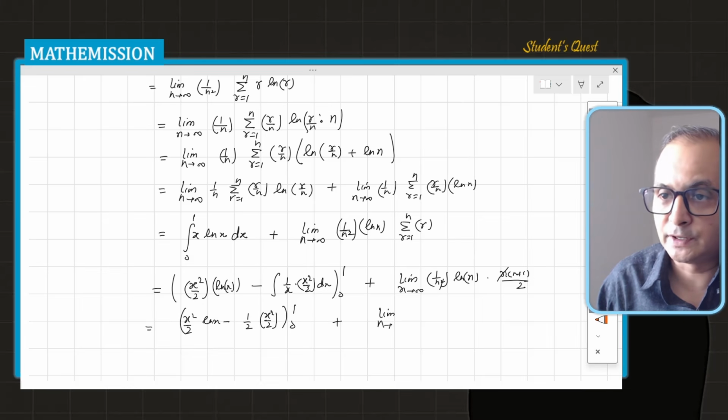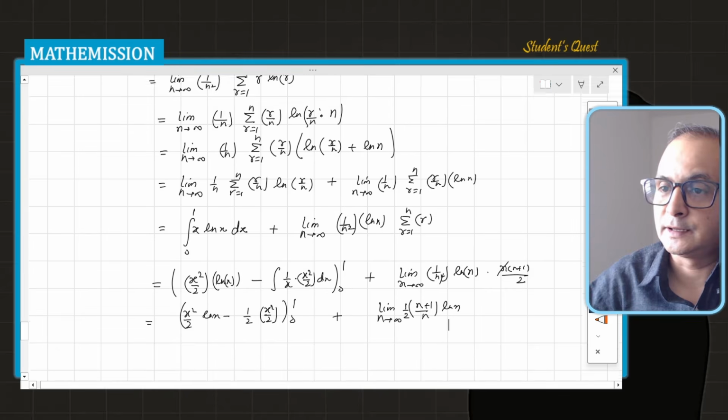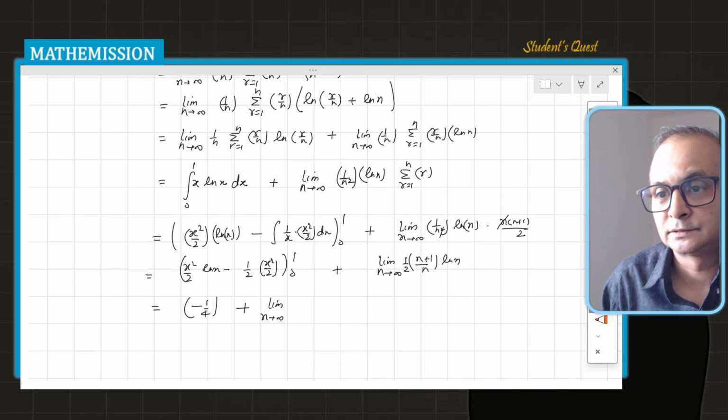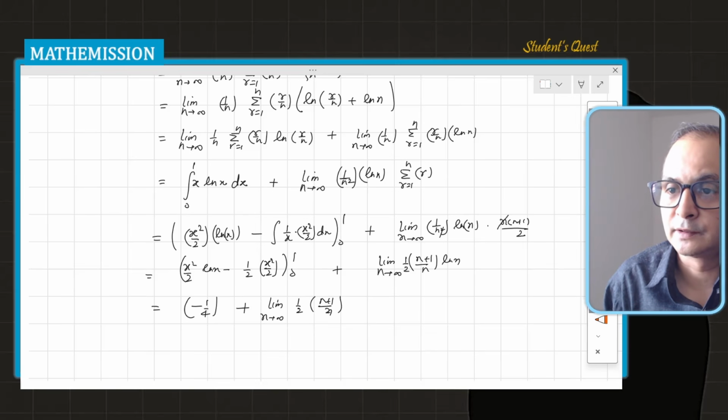I'm not evaluating the limit so far, so this is going to be n plus 1 by n, half of it into log n, and now substitute there. So at 1 that will be 0, and at 1 again this will become minus 1 by 4, and at 0 it will be 0. So minus 1 by 4 plus this quantity, limit n approaches infinity of n plus 1 by n log n.